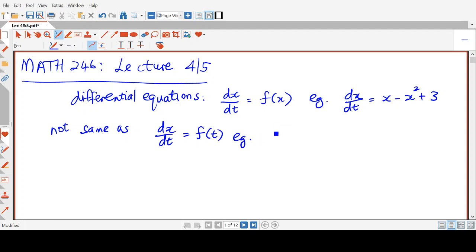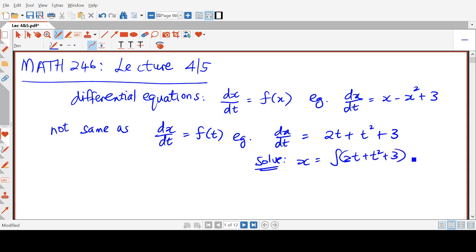An example of this would be dx/dt equals maybe 2t plus t squared plus 3. See the difference there? This is the stuff you know in first year. This one you can solve easily. If you want x, you can just integrate 2t plus t squared plus 3 dt. It's easy. This is what you've done in first and second year, I mean the basic courses. So this will be like t squared plus t cubed over 3 plus 3t plus some constant.